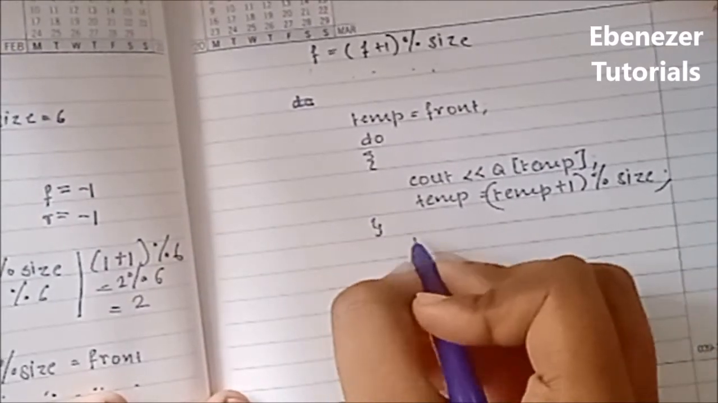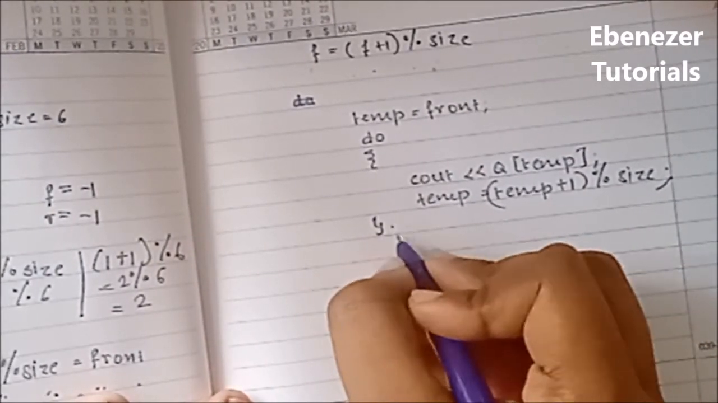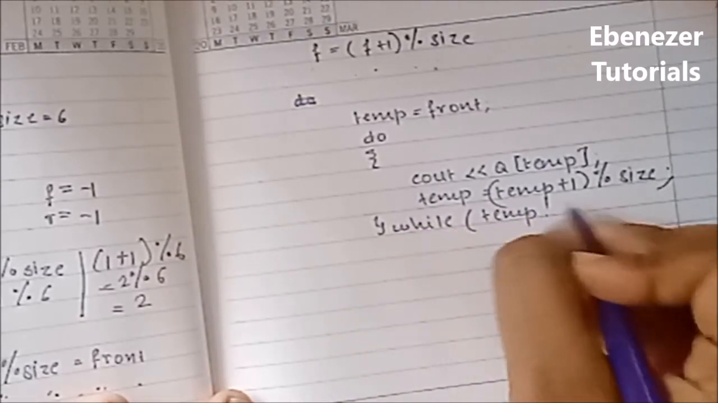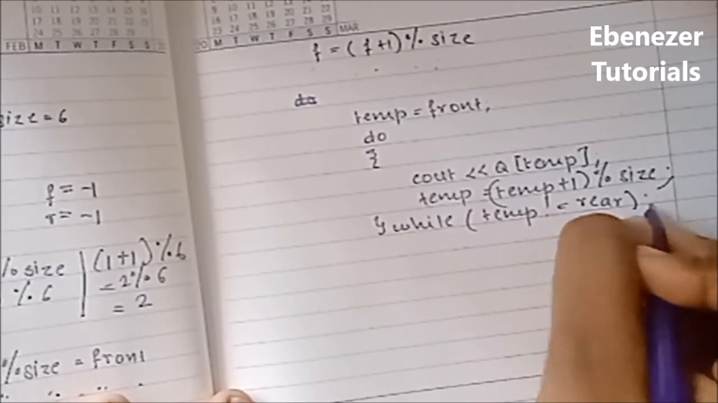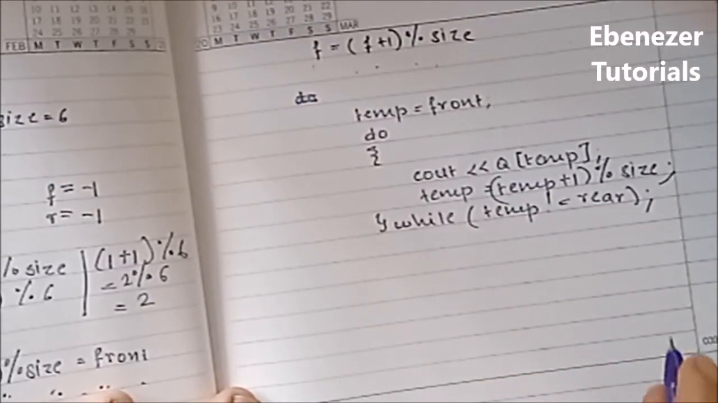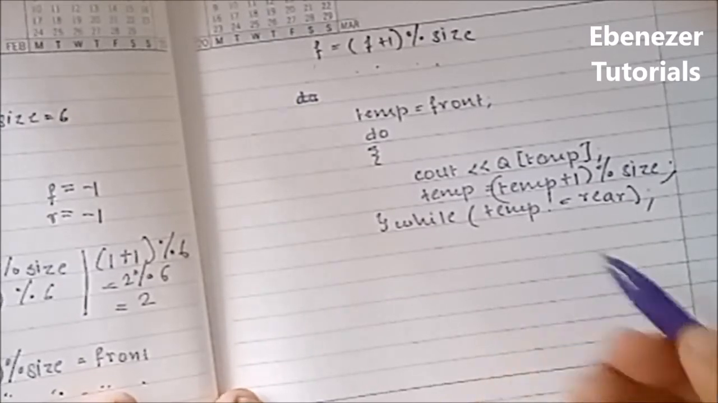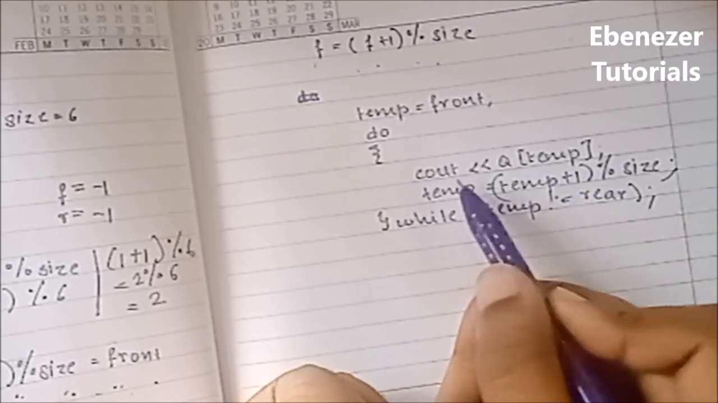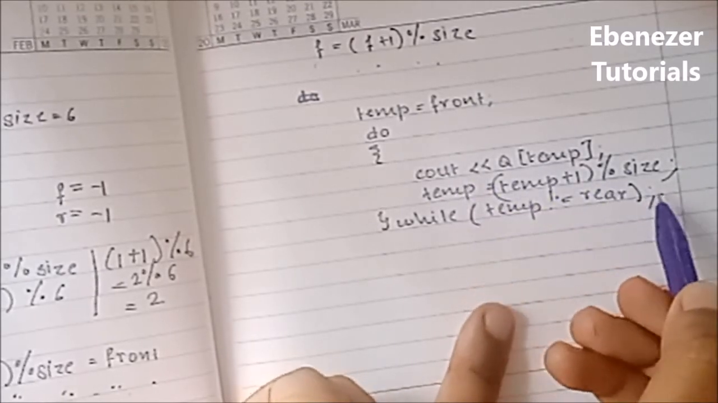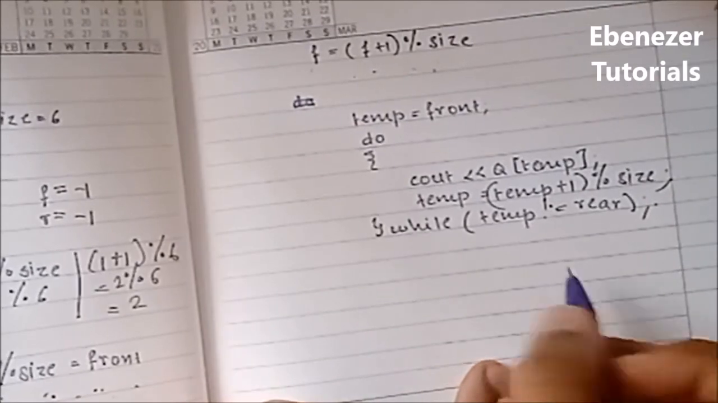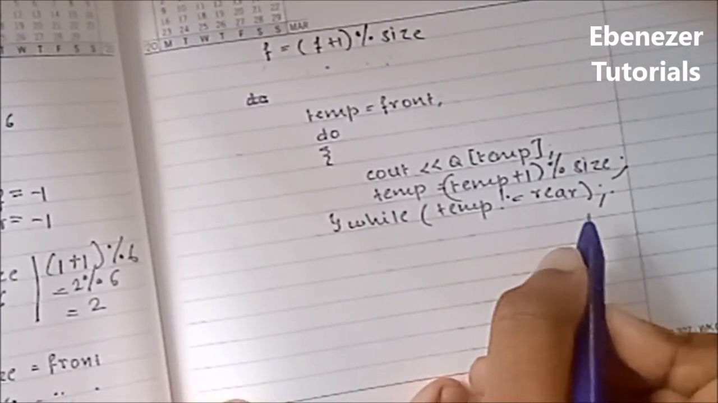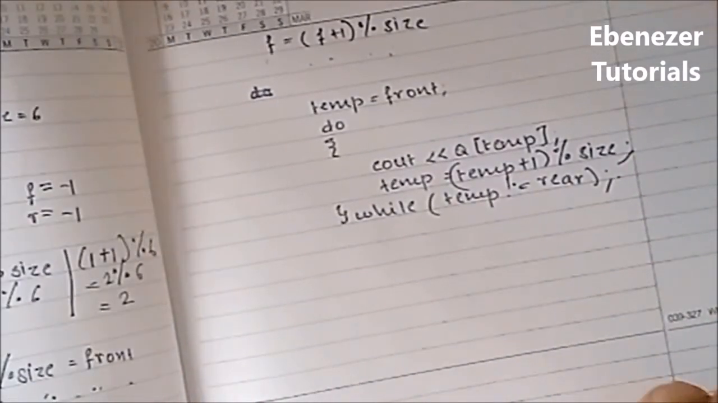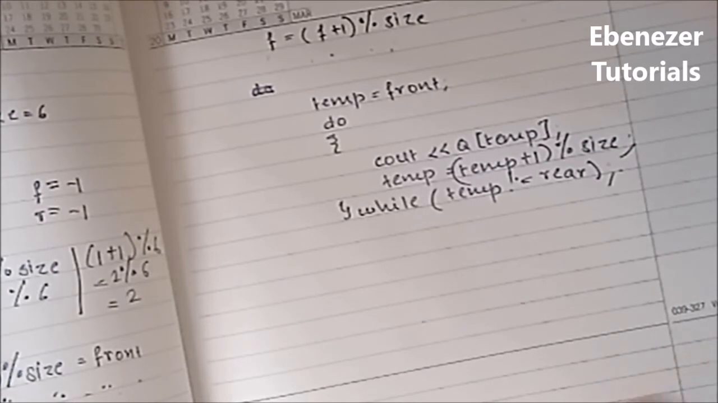And till when will we keep doing this? We will keep doing it till temp is not equal to rear. So this is the condition that we would be having. We increment the temporary variable by 1, just as we incremented all the variables using modulo size. Until when will we keep incrementing? Till temp's value reaches the value of rear. That means till temp and rear become equal. So this is how we display elements in a circular queue.